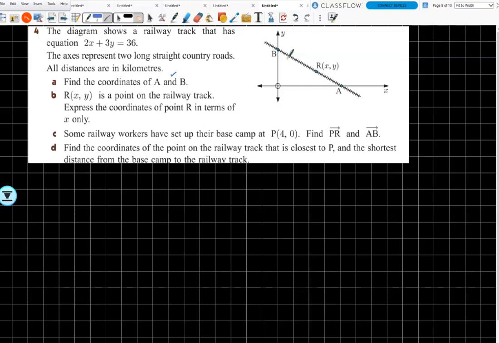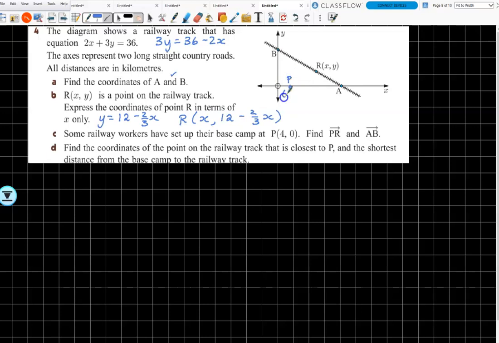Yep, just rearrange. So we end up with 3y equals 36 take 2x, and therefore y equals 12 minus 2/3 x, so therefore R will be (x, 12 minus 2/3 x).